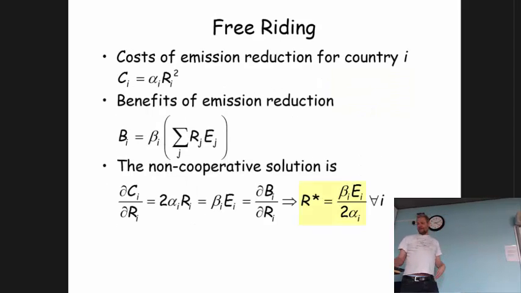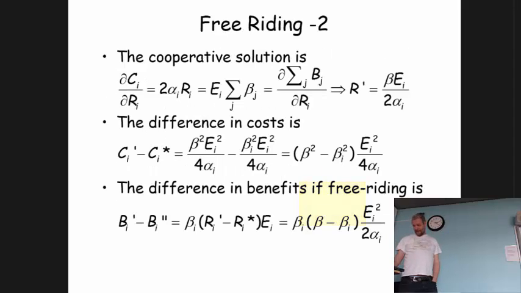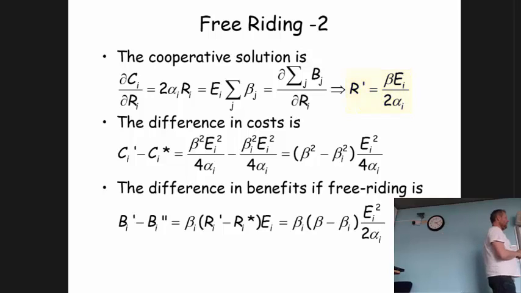We had beta I over EI, beta I times EI over 2 alpha I. Now we have beta EI over 2 alpha I. And the big difference is that the subscript disappears. So that is the cooperative solution versus the non-cooperative solution.